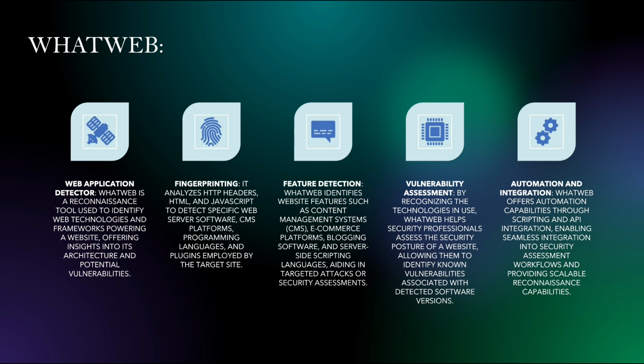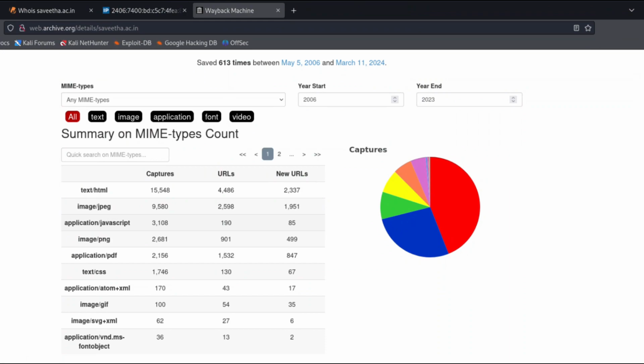Automation and integration. WhatWeb offers automation capabilities through scripting and API integration, enabling seamless integration into security assessment workflows and providing scalable reconnaissance capabilities. This is the output we got from WhatWeb, hosted by savitha.ac.in.